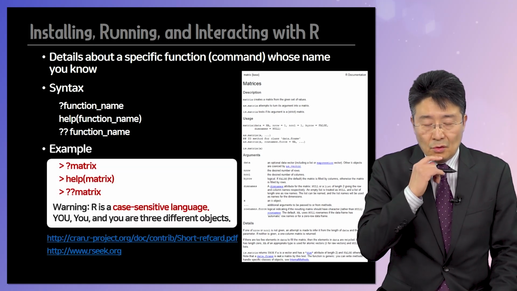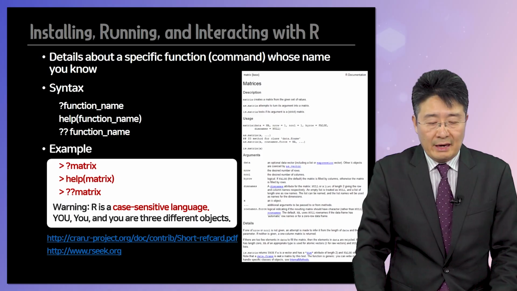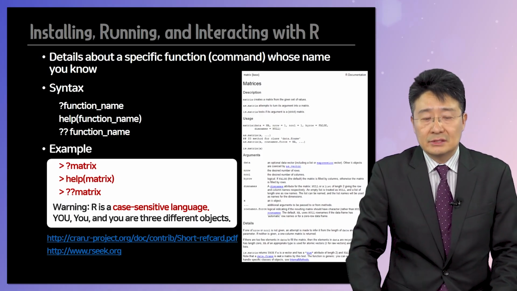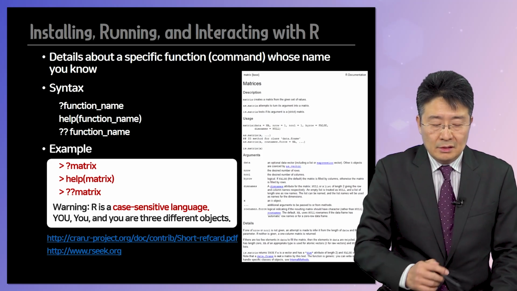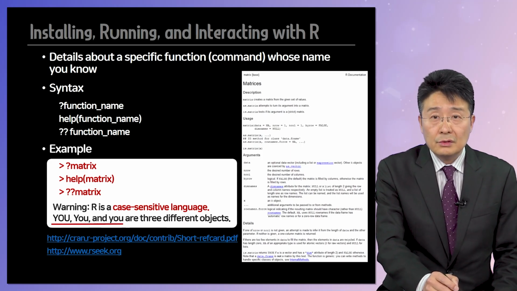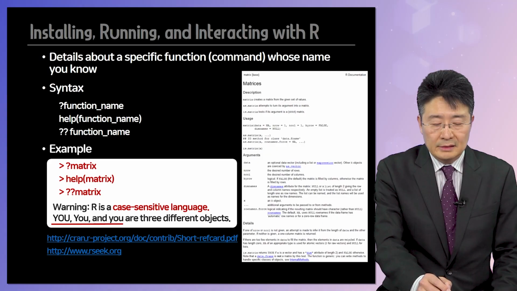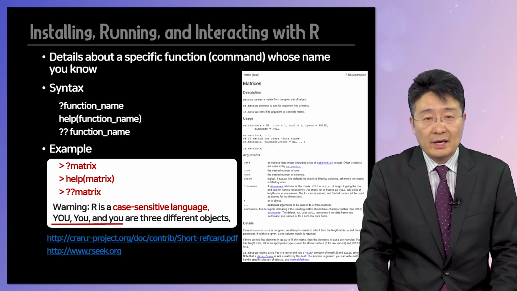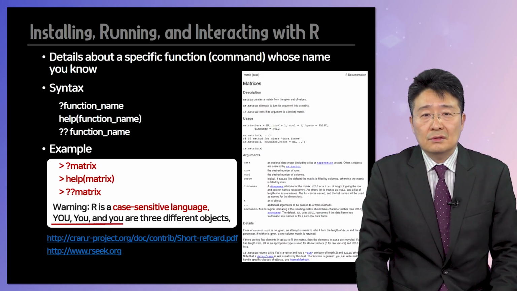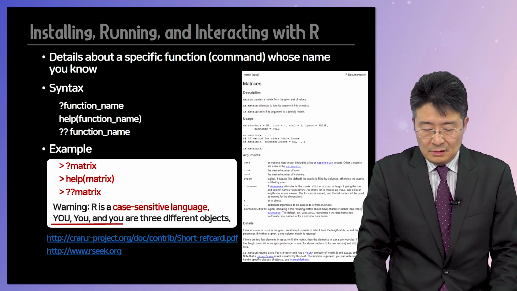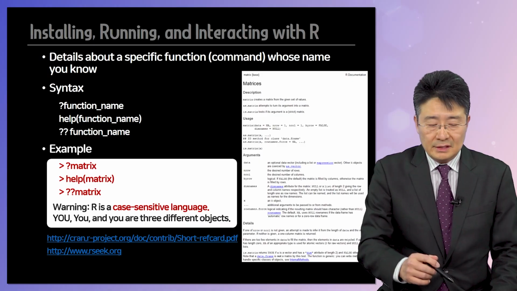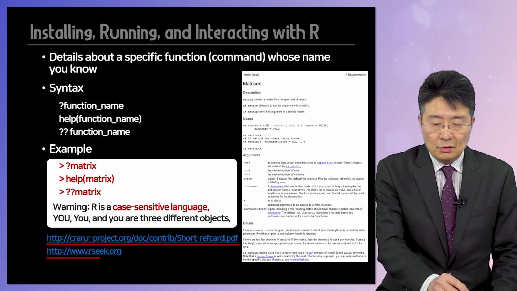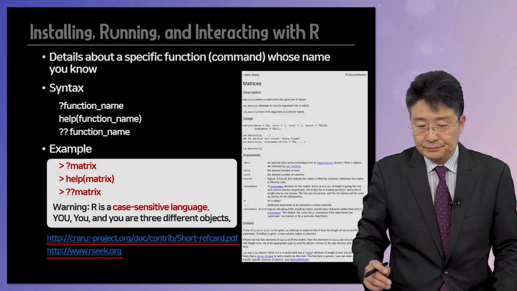There is also a warning in using R. R is a case-sensitive language. So this U, that U, and this U are three different objects. You need to keep that in mind. For more references, you can go to this website, and also that website.